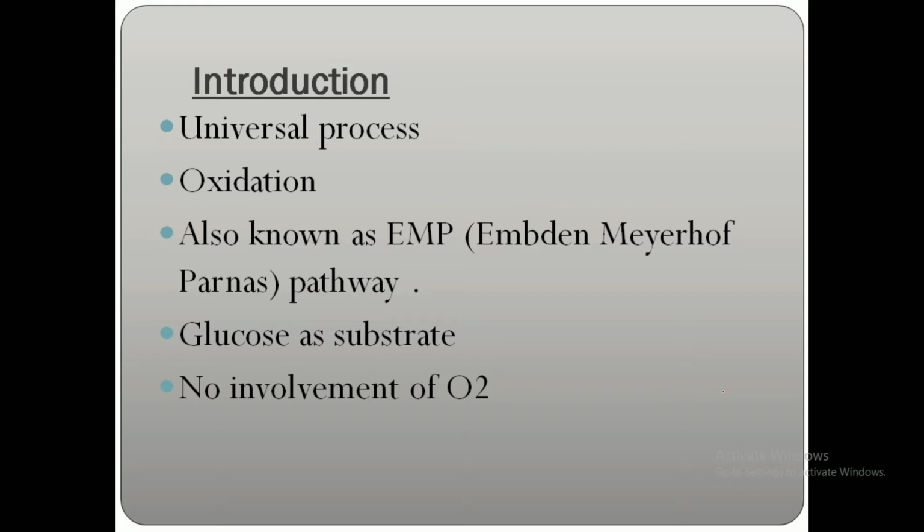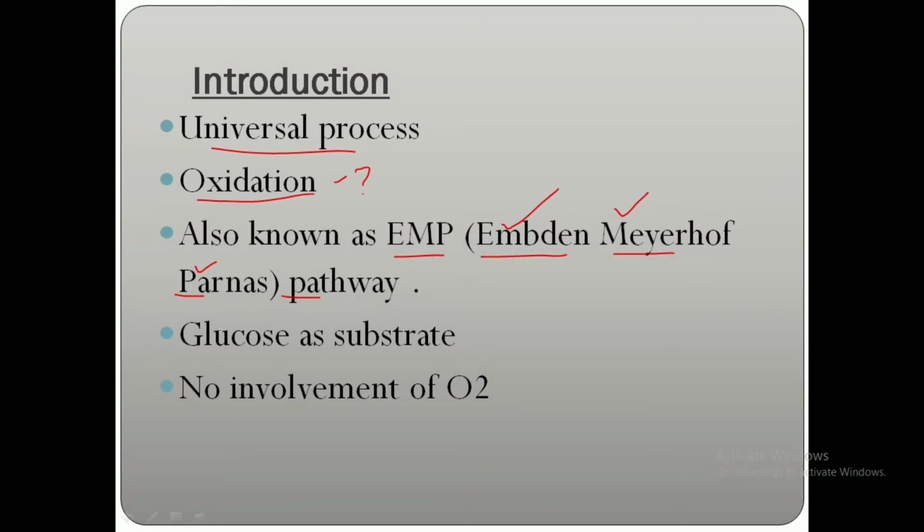Talking about glycolysis, it is a universal process. Why are we calling it universal? Because it occurs in both the aerobic and the anaerobic organisms. About this we have already discussed that glycolysis is the first step in both the aerobic and the anaerobic pathways. And secondly, in glycolysis there occurs the oxidation. This glycolysis is also known as the EMP pathway, that is Embden-Meyerhof-Parnas pathway, because these were the scientists that helped in the discovery of this process.